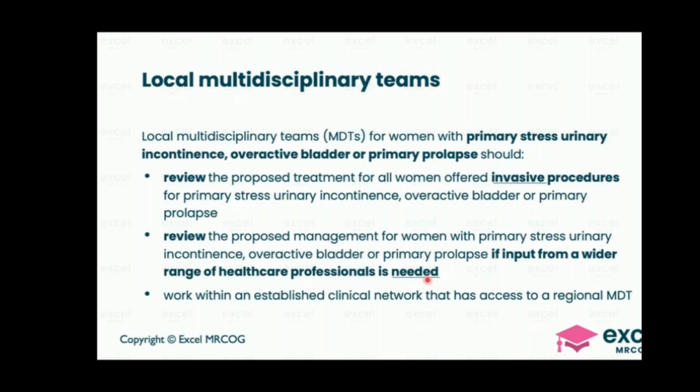If there is, say, obesity, she needs to shed weight, and she's, say, BMI 40, and she's come to you with SUI. You would need to involve the dietitian, the physiotherapist, maybe the bariatric team and all those people. So in that case, when you need input from other healthcare professionals, and it is pure SUI, surgically it is the same as the first point, then you would go to local MDT. Okay, so this is where your local MDT comes into play.